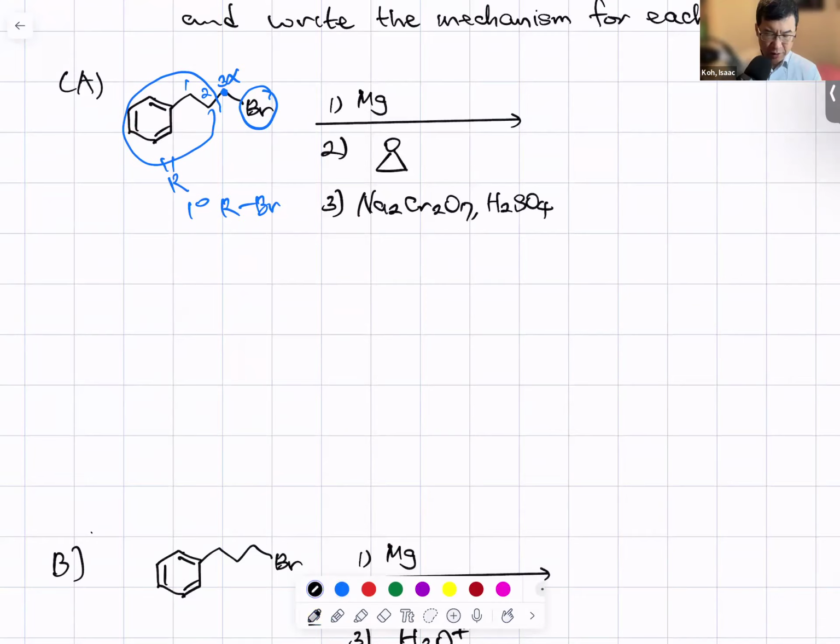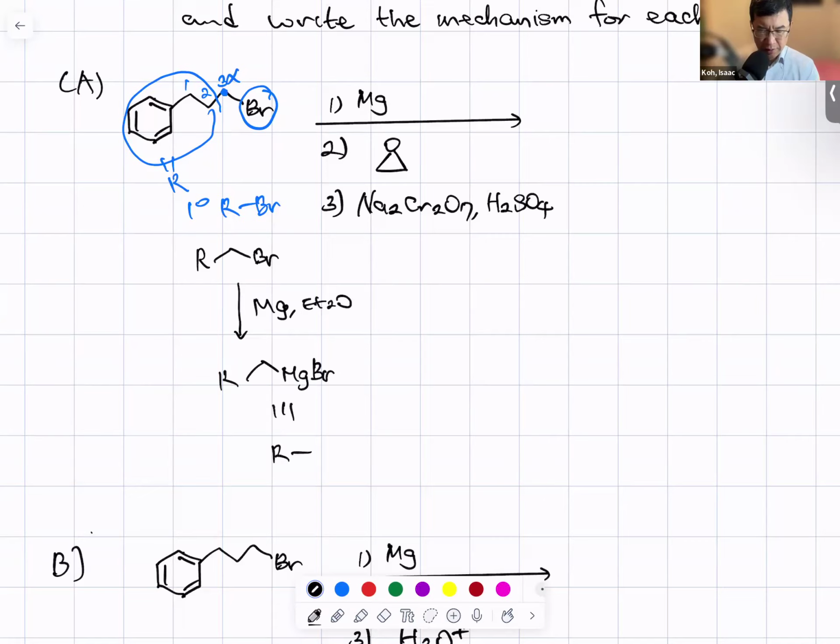So first, this primary alkyl bromide, and when you add magnesium in diethyl ether solvent, magnesium will be inserted between this carbon and bromine. So it will become a Grignard reagent, alkyl magnesium bromide. This one is equivalent to an alkyl carbanion and magnesium bromide.